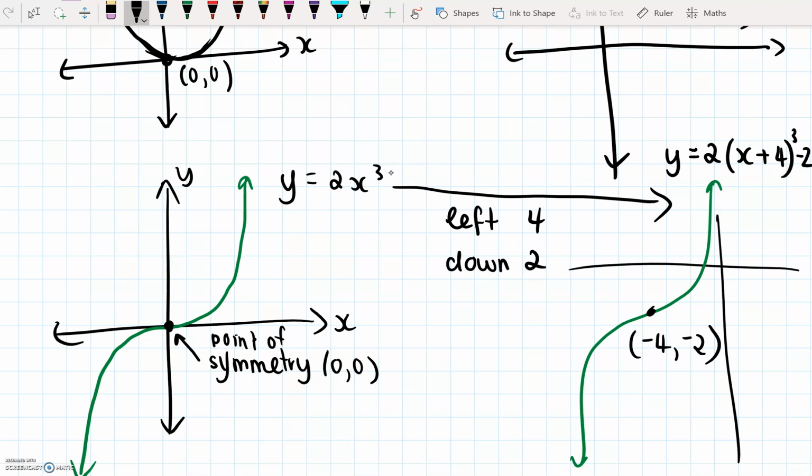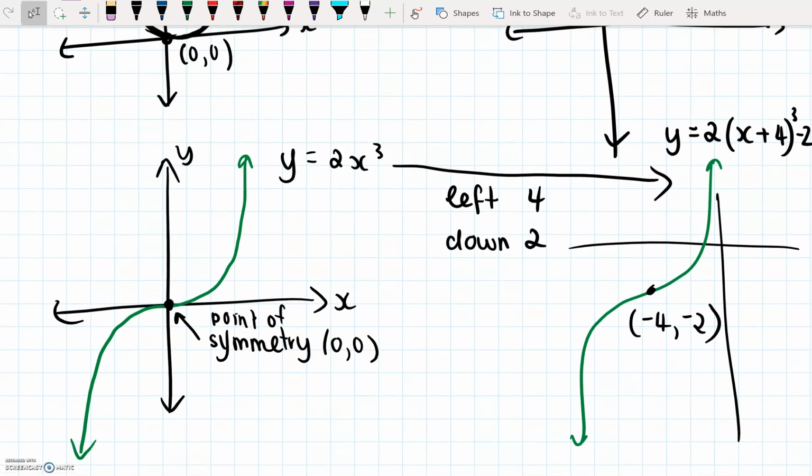And that's it. So this is what we call translating graphs. It's just shifting them, moving them left and right or up and down. As I said, for all of these functions, it's exactly the same as when we did it with parabolas, just with looking at the vertex. Nothing else changes. You've just got to get used to it. Okay, enjoy.